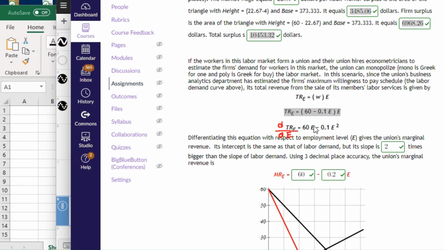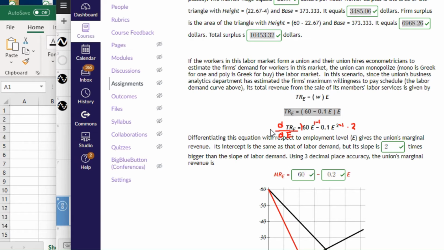The coefficient of E right here is 1. We're going to subtract 1 from 1, right? And we're going to multiply this 60 by 1, right? And then we're going to subtract 1 from that exponent, and we're going to multiply this whole thing by 2, the old exponent, right? So 1 times 60 is 60. E raised to 0 is 1, right?